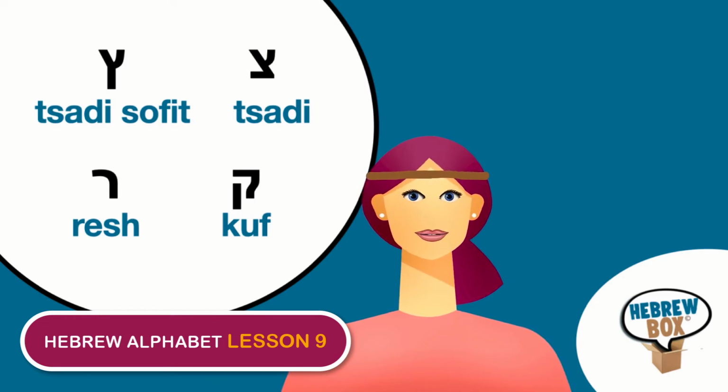In this video, we'll see these letters: tzadi, and its end form, tzadi soffit, and also kuf, and resh. Let's go.